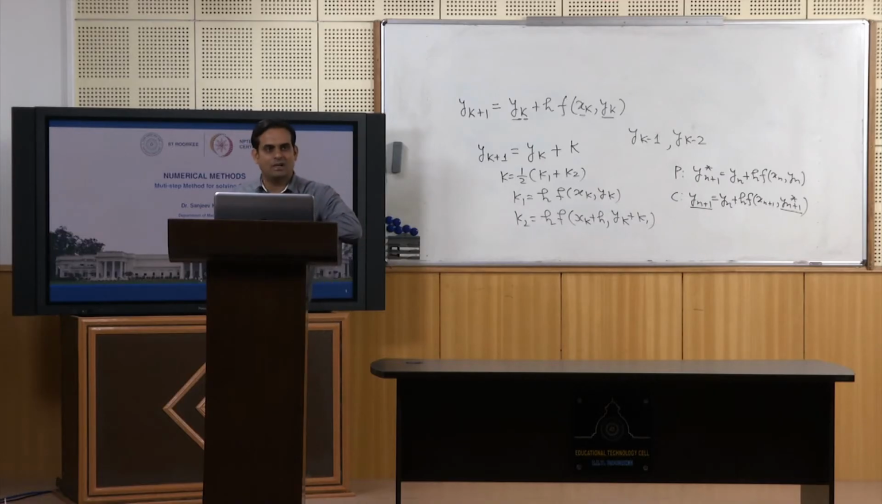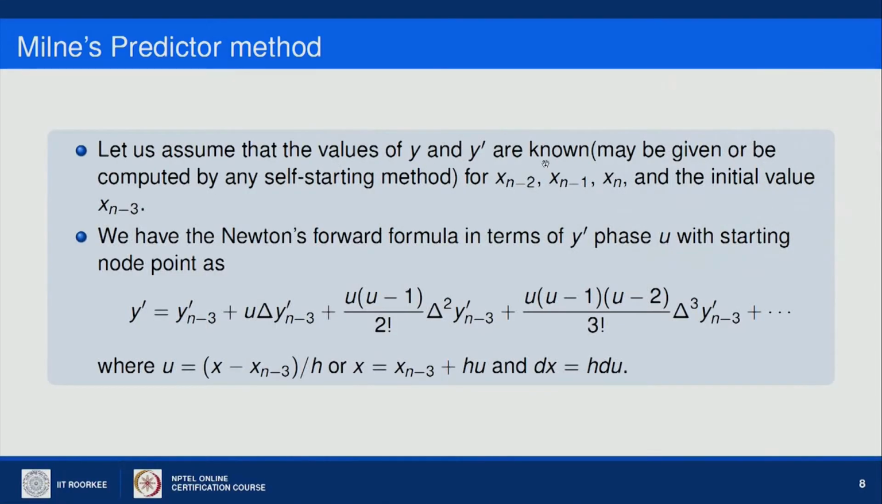Now, we will come to the multi-step predictor corrector formula, and this is Milne's method. In Milne's method, let us assume that the values of y and y dash are known, may be given to us, or may be computed by any self-starting method like Euler's method or any other method, for the points x n minus 2, x n minus 1, x n and the initial value x n minus 3.